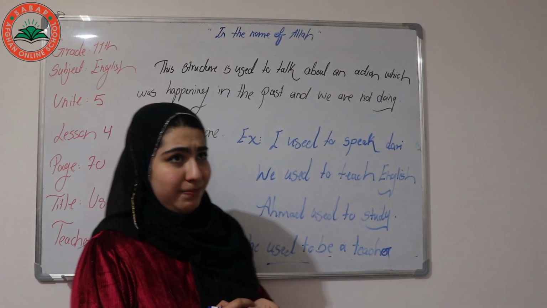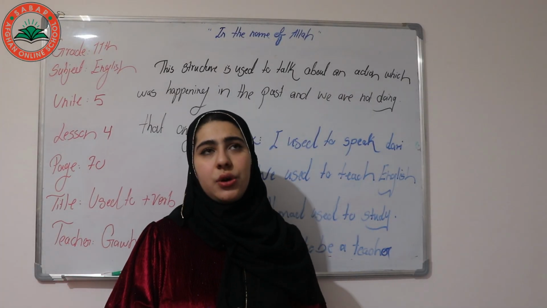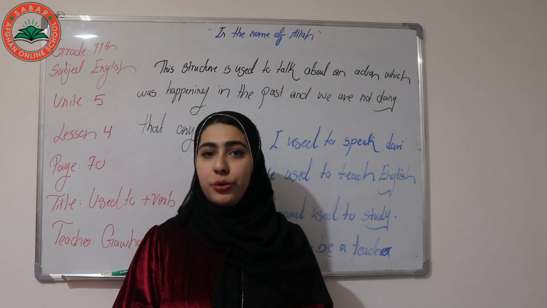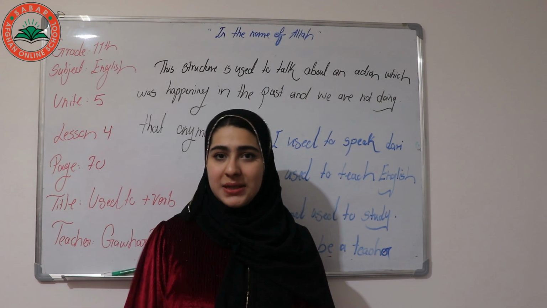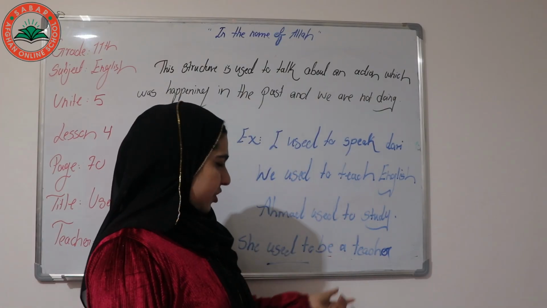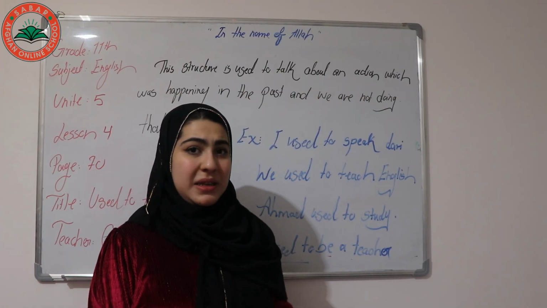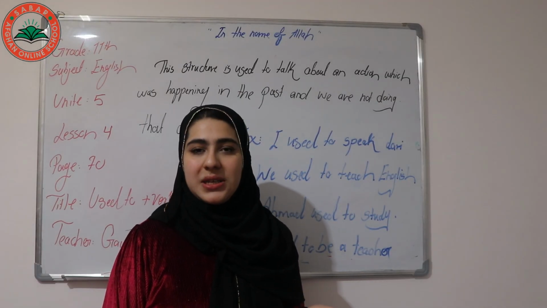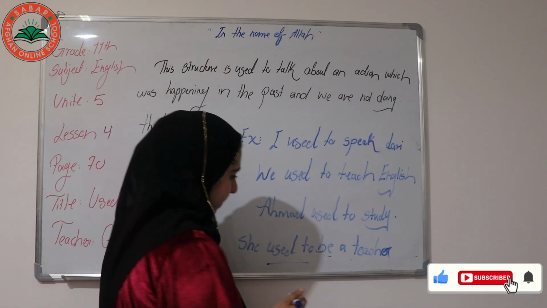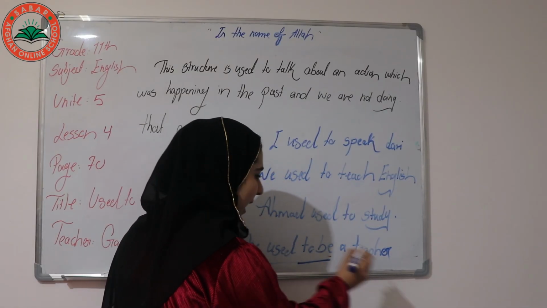When we want to talk about a previous state, we use used to plus a state or adjective. She used to be a teacher. It means that she is not a teacher anymore. She's not a teacher right now.